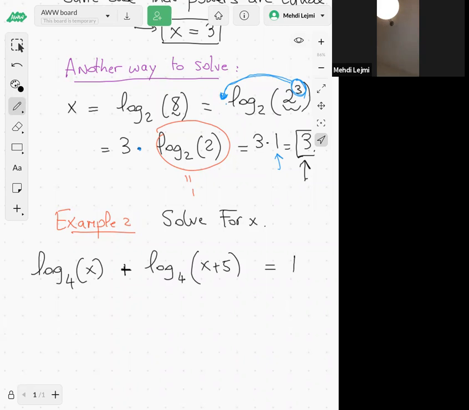This is different from the previous example because in the previous example we had just one log, and because we have just one log, you can apply the exponential and get rid of the log. Now I have 2 logs, the sum of 2 logs: the log of x in base 4 and the log of x plus 5 in base 4. So this is the sum of 2 logs.